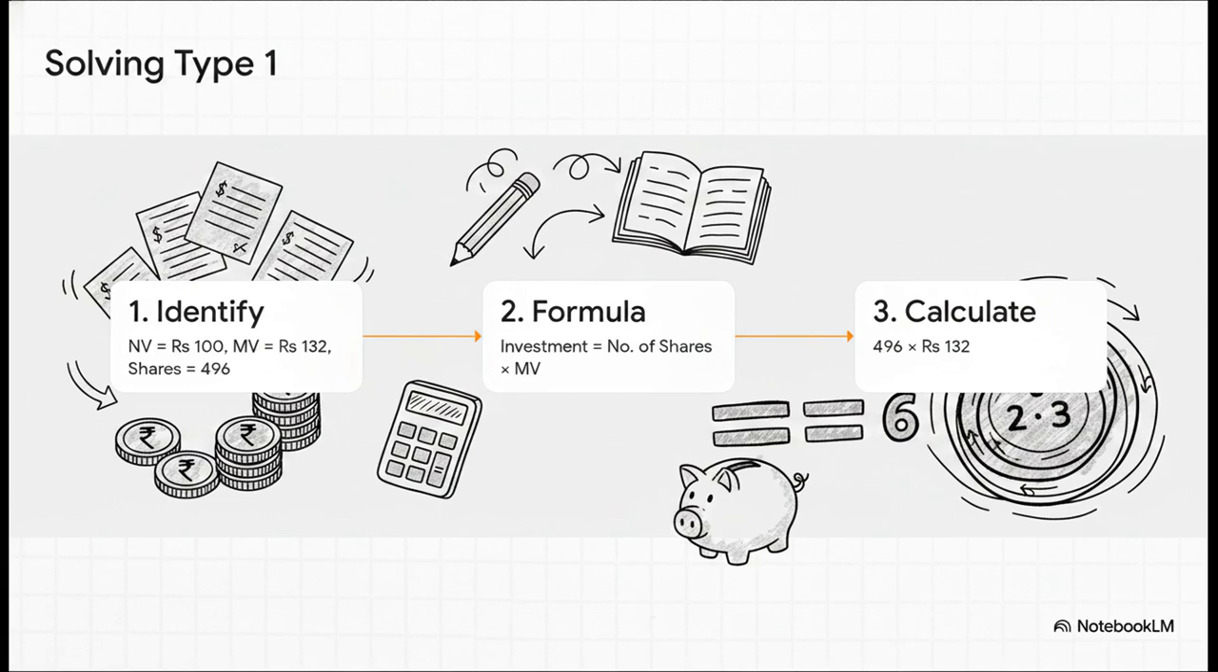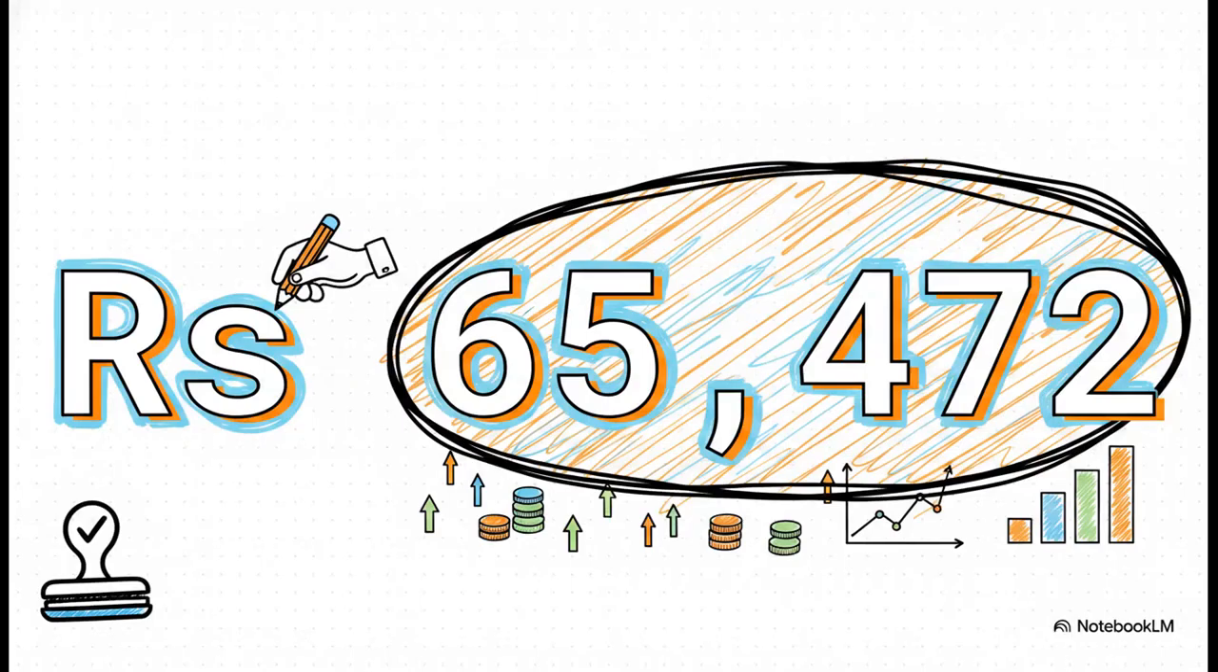Step 2, recall that first golden formula we just screenshotted. Investment equals number of shares multiplied by market value. So for step 3, we just calculate it. On our exam sheet, we're writing 496 multiplied by 132. And that gives us our final answer, 65,472 rupees.